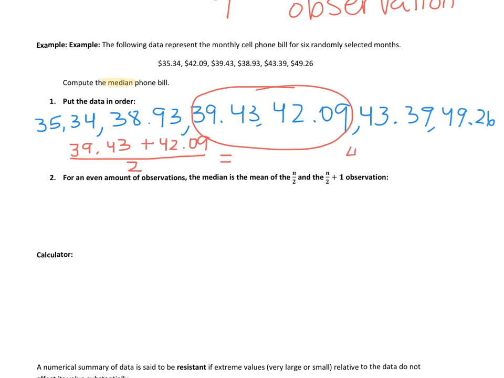So again, remember it's dollars. We can round to the nearest penny. Median needs units. We're looking at 40.76.